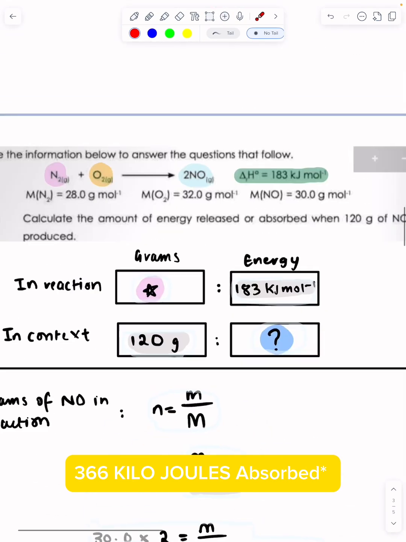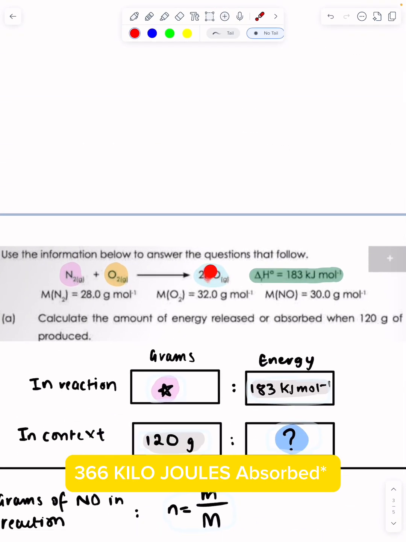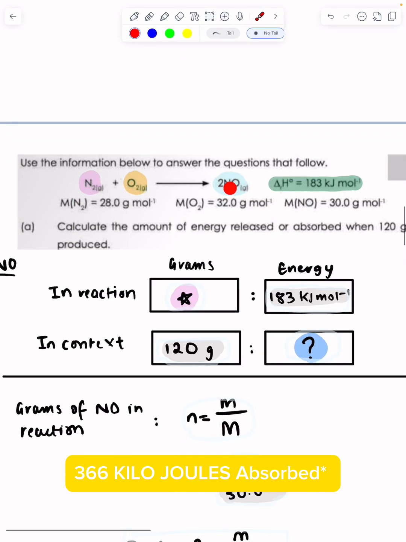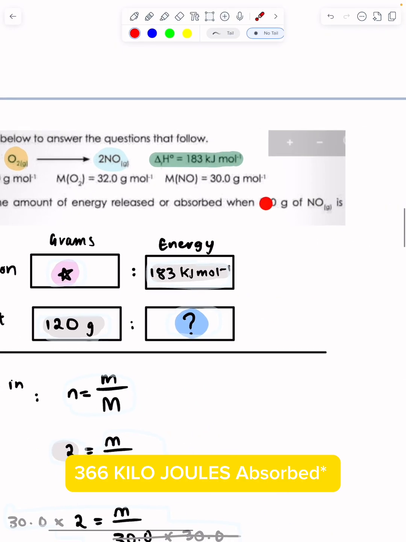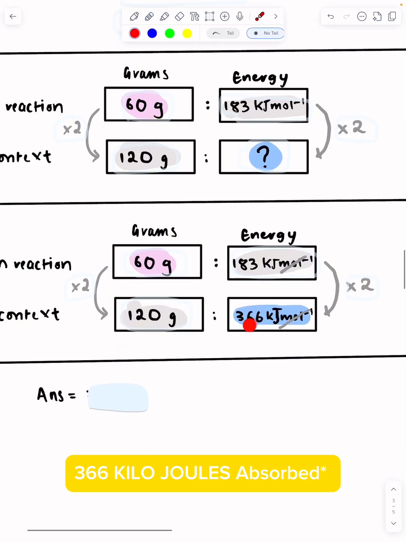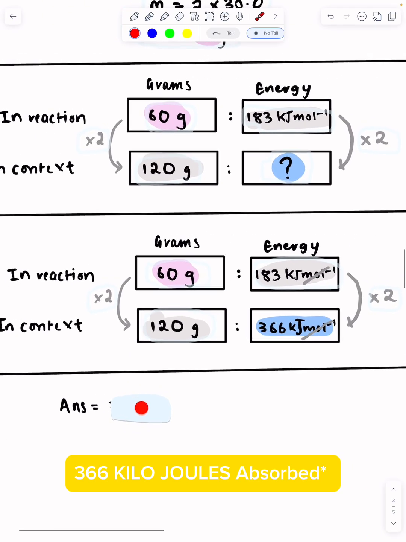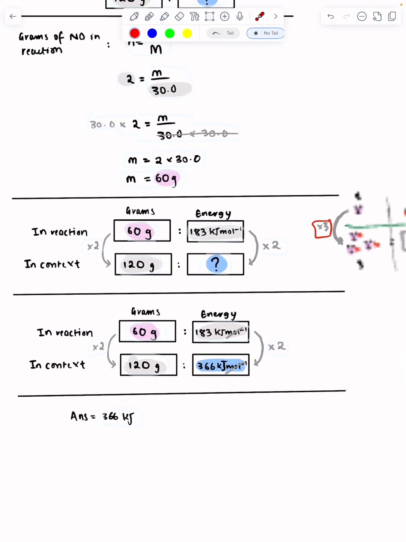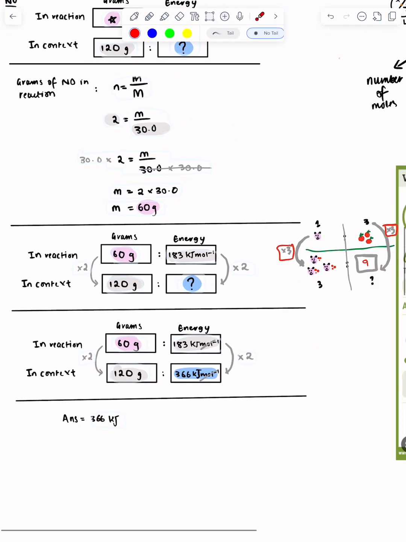So to answer that question, we've got 60 grams in the reaction that we worked out using our moles equation. Okay, 60 grams in the equation releases this much. If we were to use 120 grams, it would essentially be 366 kilojoules of energy released. And that's basically the answer for that. Okay, so that is question number 1. That is what you do.